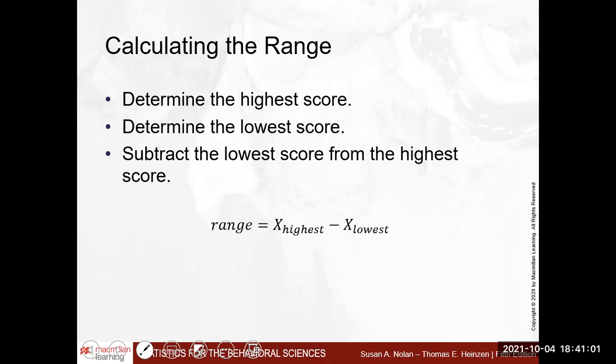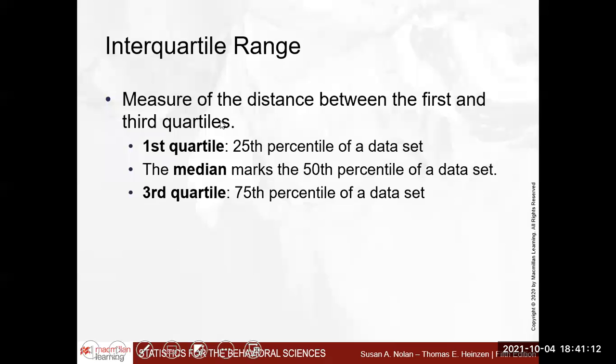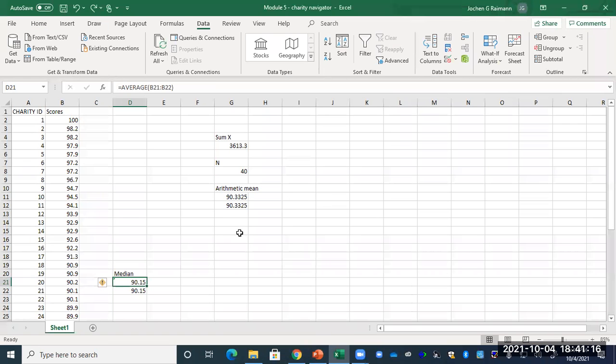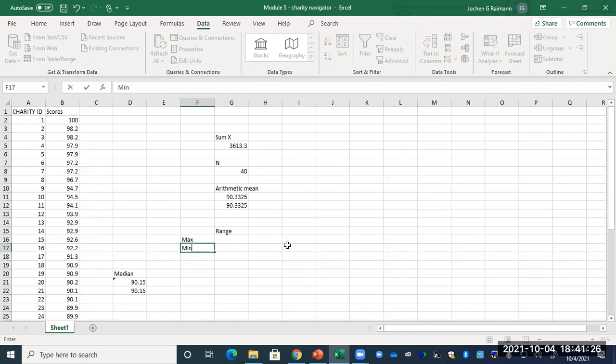Okay, so calculating the range is the determination of the highest score and the lowest score, and then it's the subtraction of the lowest score from the highest score. So this is easy, right? Can easily be done. And we're gonna do this right now in Excel. So we're going back in the Excel. We do now the range. And we can have max, min, and now we do range.